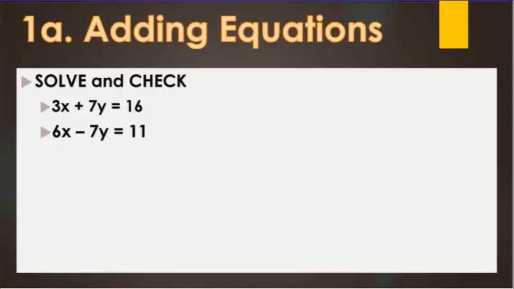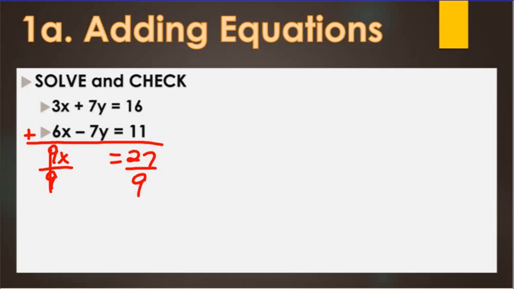Let's try one ourselves. Solve and check. So the first thing I want to look at is to see if I have any variables that have the same number but opposite signs. And in this case, the y's have the same numbers but opposite signs. So I can add those together. 3x plus 6x is 9x. The y's cancel off because it equals 0. And then I am left with 27. To solve for x, I divide by 9 on both sides. X would equal 3.